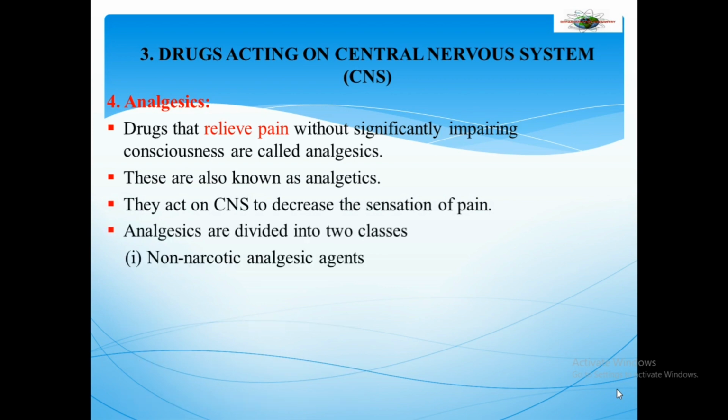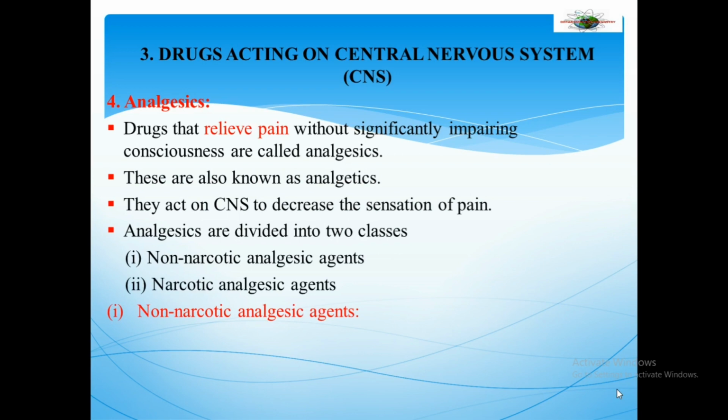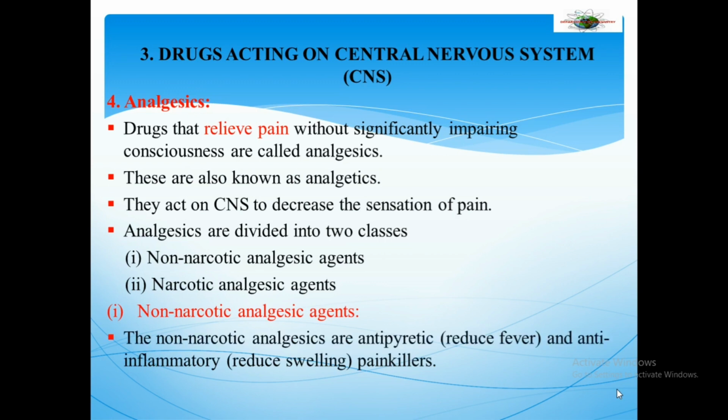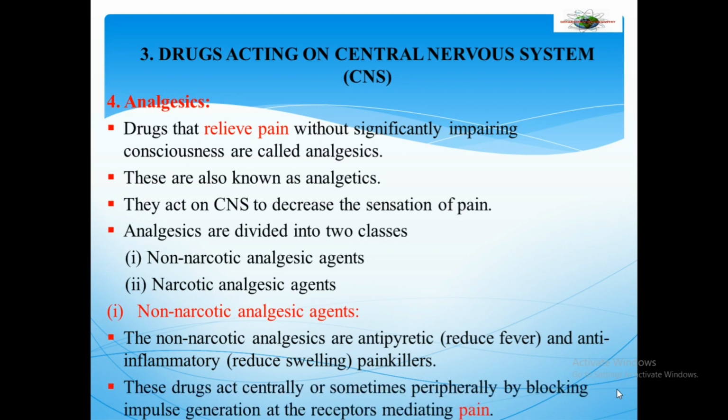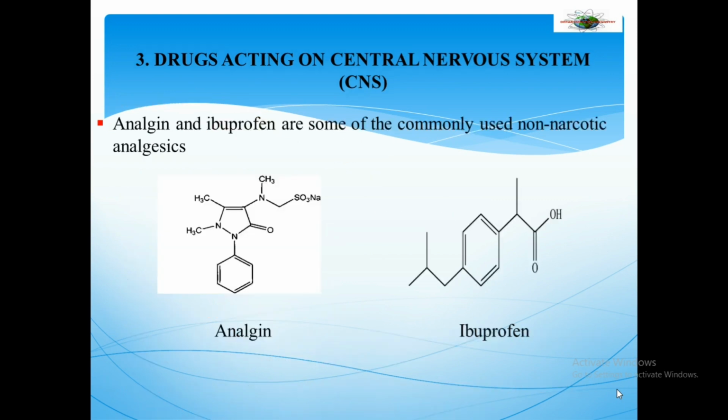Analgesics are divided into two classes. Those are non-narcotic analgesic agents and narcotic analgesic agents. Coming to the first one, non-narcotic analgesic agents. The non-narcotic analgesics are antipyretic and anti-inflammatory painkillers. These drugs act centrally or sometimes peripherally by blocking impulse generation at the receptors mediating pain. Analgin and ibuprofen are some of the commonly used non-narcotic analgesics. These are the structures of analgin and ibuprofen.